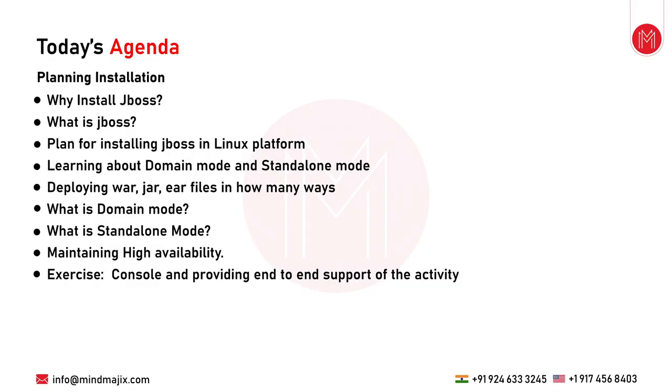Why install JBoss? First of all, what is JBoss? JBoss is an application server, and the enterprise edition we call EAP. It is from Red Hat. Red Hat is your Linux platform, and from there we get the license for JBoss EAP, the enterprise application server. It supports J2EE. J2EE means Java 2 Enterprise Edition, and we have EJB, Enterprise Java Beans.